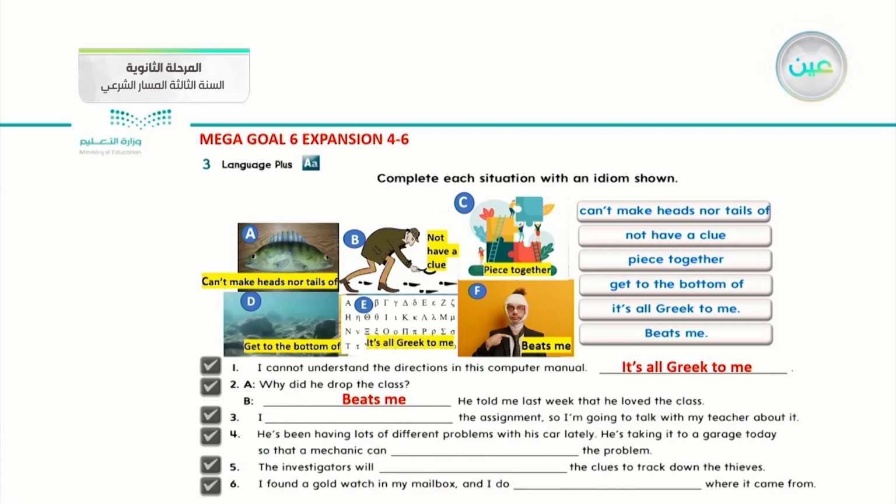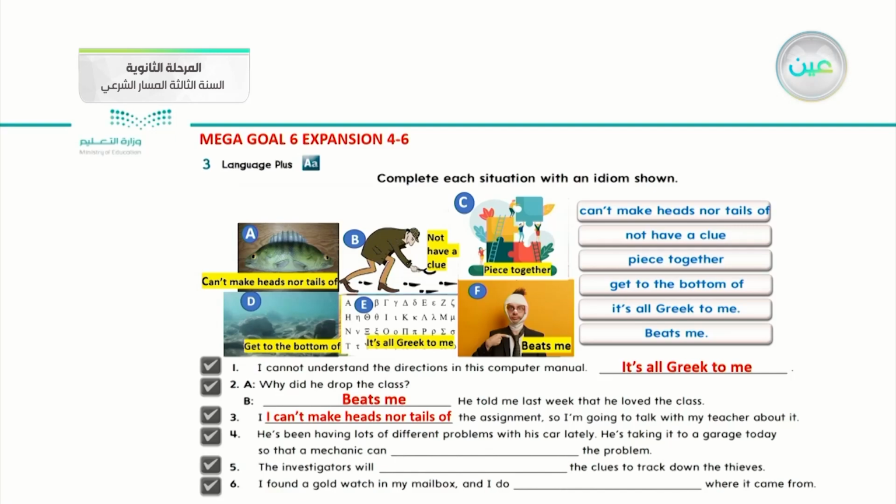And 3, I space the assignment, so I am going to talk with my teacher about it. So what do you think is it? I can't make heads nor tails for this assignment, so I'm going to talk with my teacher about it.